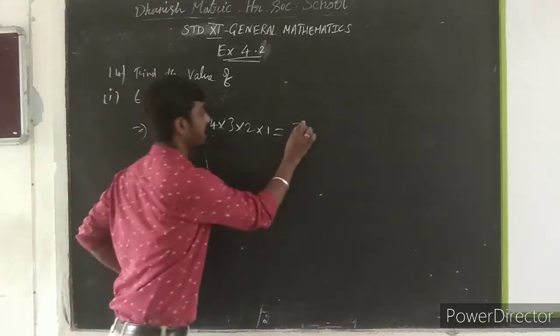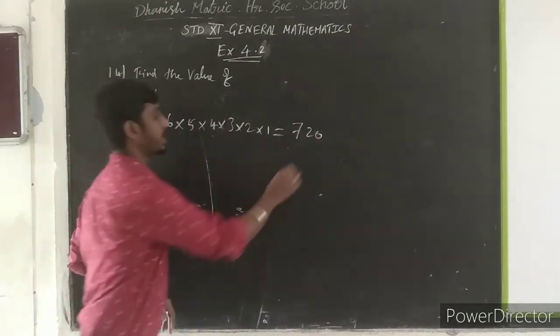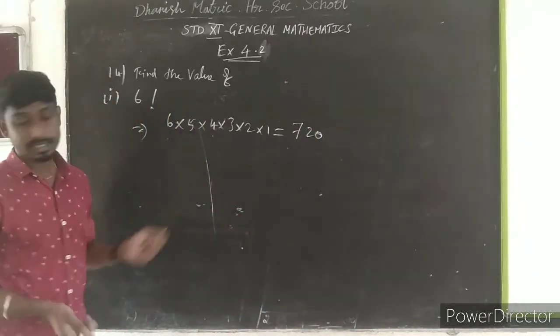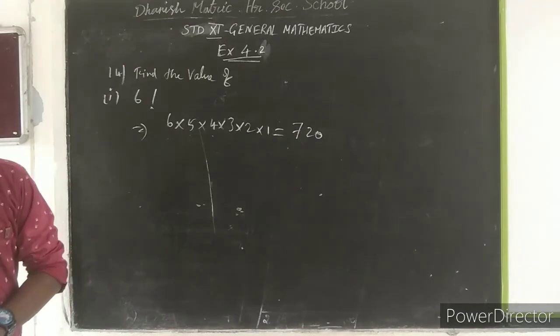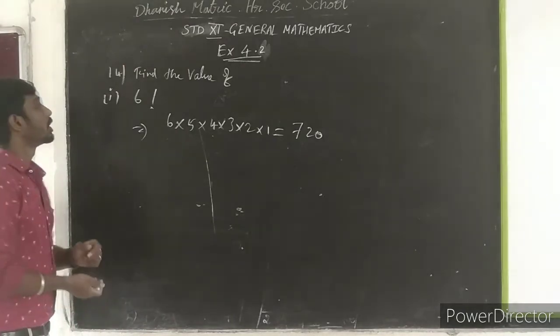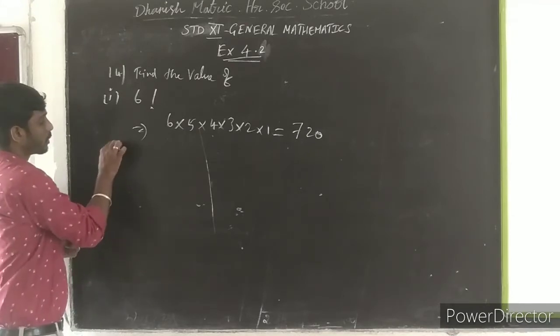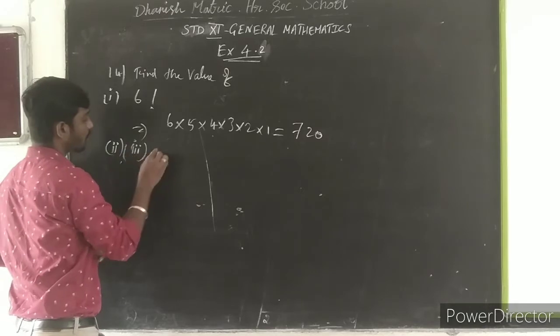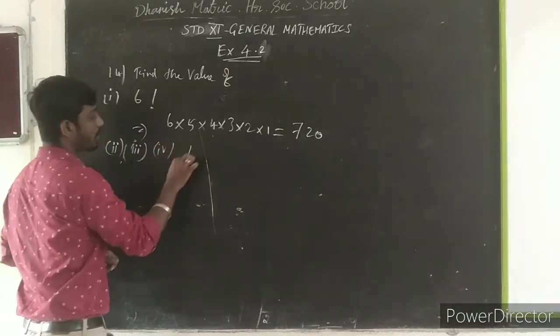What is the answer here? Here you are getting 720. So the same method of sums you are going to solve here. So the remaining sums in this exercise, that will be second, third, fourth one, second subdivision, third subdivision and fourth subdivision, that will be homework for you.